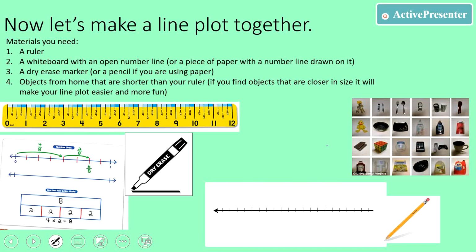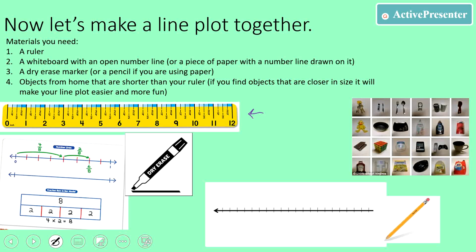So now let's make a line plot together. These are the materials you're going to need. You're going to need a ruler. If you have a ruler that looks like this, it's the best kind. But if you don't and you just have a regular ruler, you can still figure out where 1/4, 1/2, and 3/4 are by seeing the lines. The longest line in between the numbers is going to be the 1/2, and then the lines that are a little bit shorter, but not the smallest ones, are going to be your 1/4 and then your 3/4 on the other side of it. So you need a ruler.